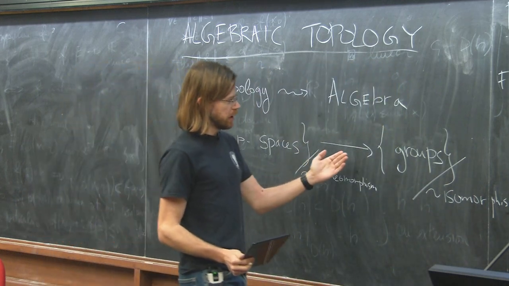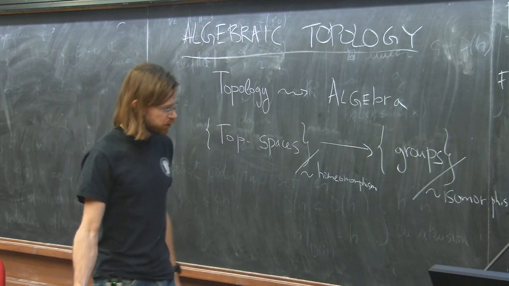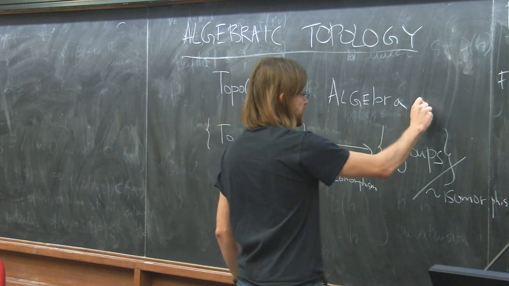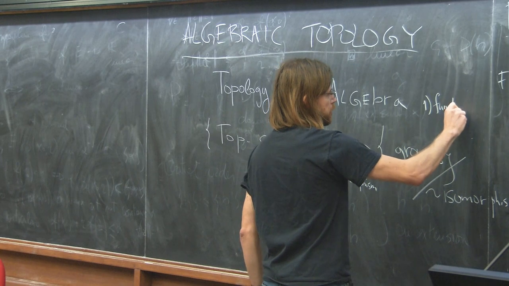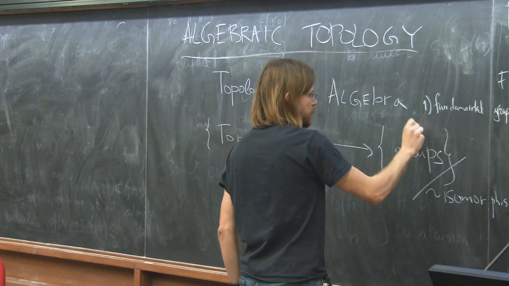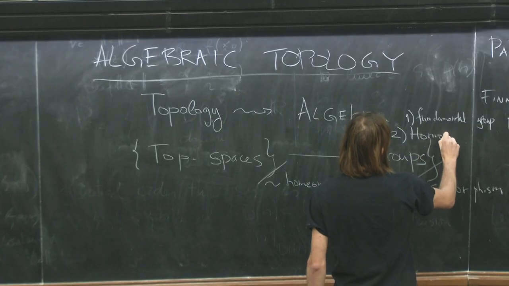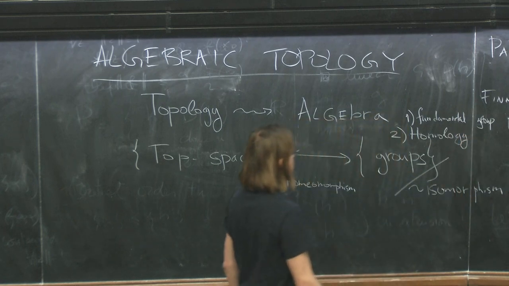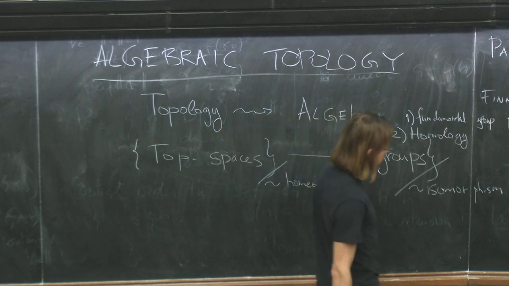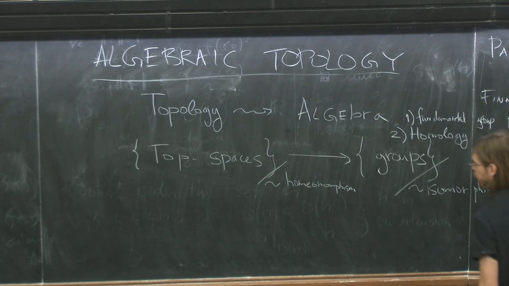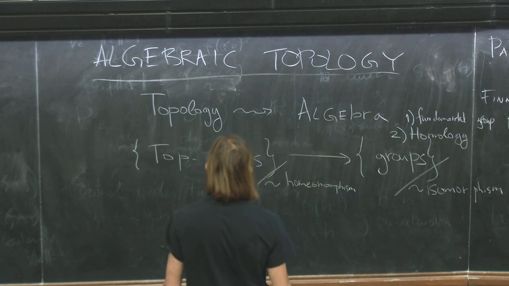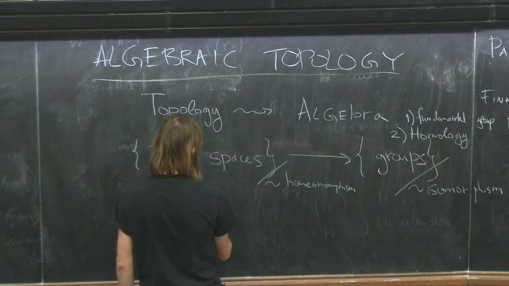And in our course, we will encounter two important examples of this construction. One example is the fundamental group, and the other example is homology. Both of these constructions associate a certain group to each topological space. Moreover, the result is going to depend on a more robust data of a topological space.